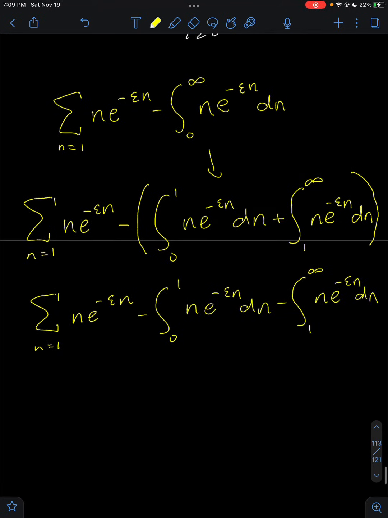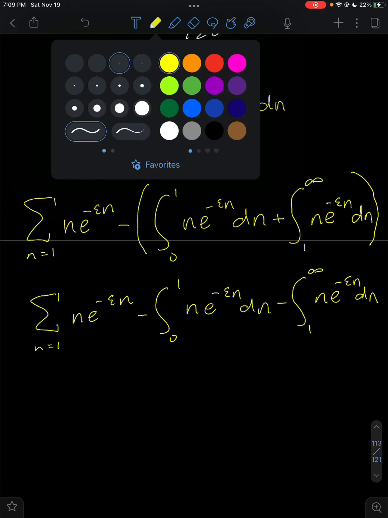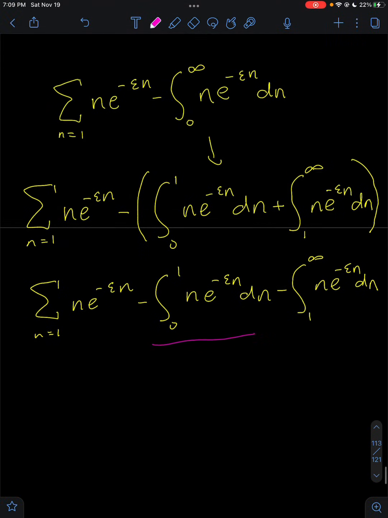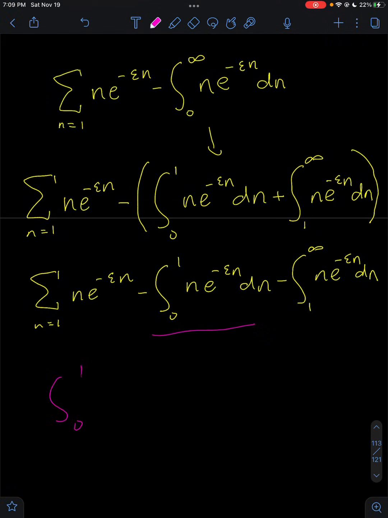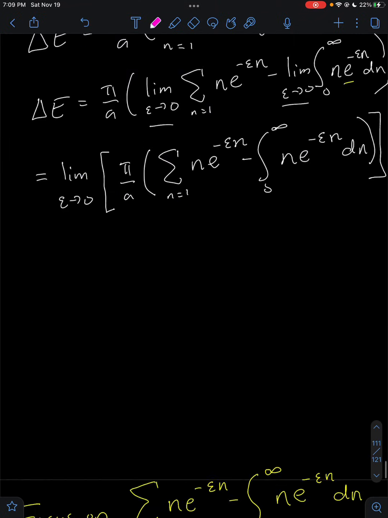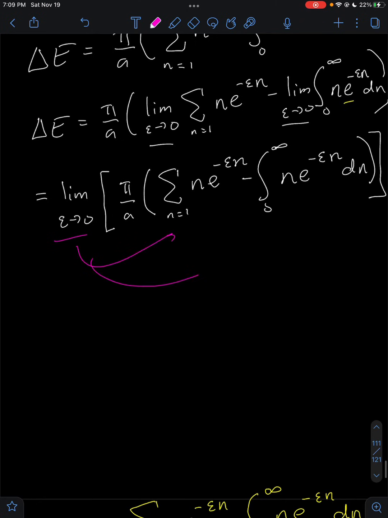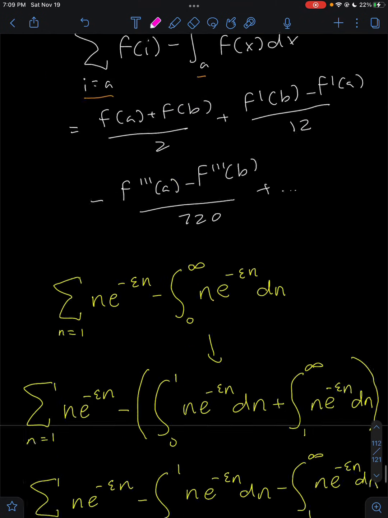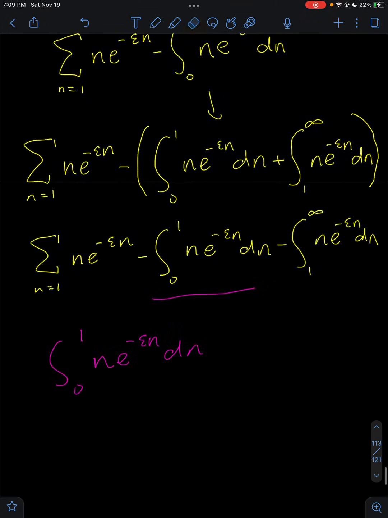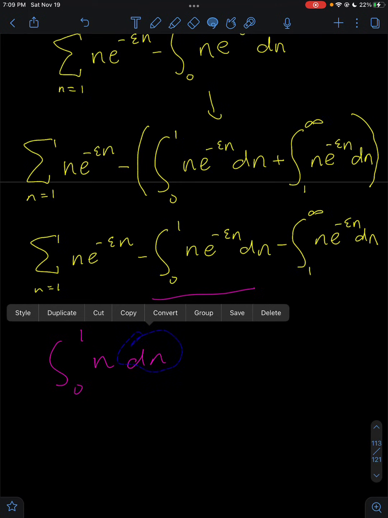So we can actually explicitly integrate this middle term right over here: the integral from 0 to 1 of n e to the minus epsilon n dn. If we take the limit as epsilon approaches 0, we can just move that inside, so we're going to have just n right over here. And we know what the integral of n is going to be, right?